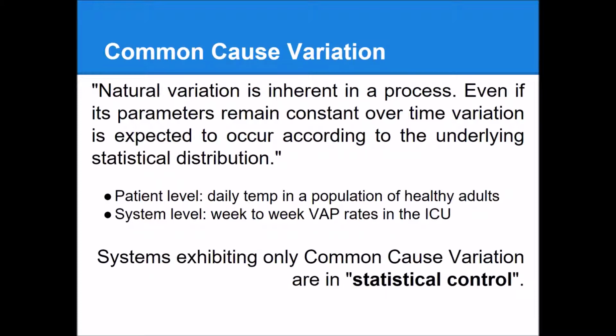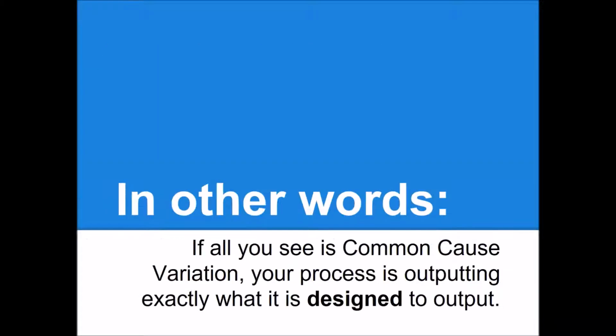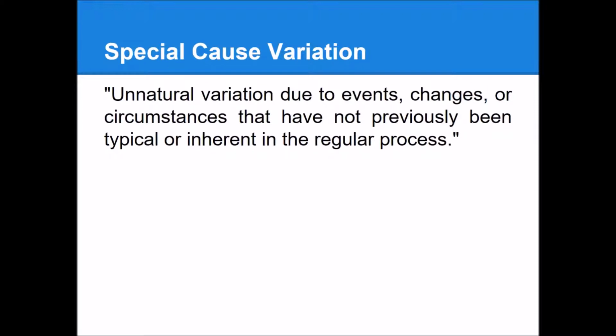Systems that are exhibiting only common cause variation are in what we call statistical control. In other words, if all you see in your set of data is common cause variation, your process is outputting exactly what it is designed to output. Now, whether it's outputting what you want it to output, that's a totally different question, and we'll get to that later. Special cause variation is something completely different.